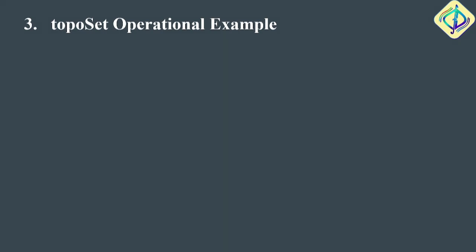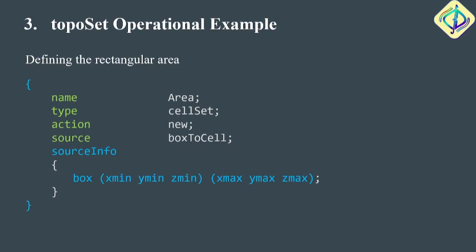This is just a practical example of how the dictionary is set up. For the rectangular part, first you will define the rectangular area. Over here you will have some keywords: name, type, action, source. We'll look at each of those in the meantime. The very first thing is we are giving it a name, say area, and we are using boxToCell. Now boxToCell is similar to how we've been using a bounding box in snappyHexMesh. In this case, we have a rectangular area, so we're using a bounding box. Within that bounding box, you specify your lower limits and higher limits. This is a way to define your rectangular area.